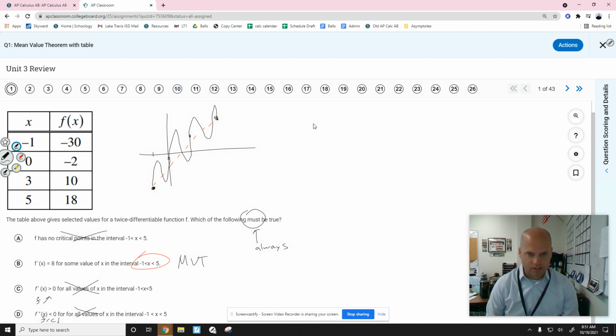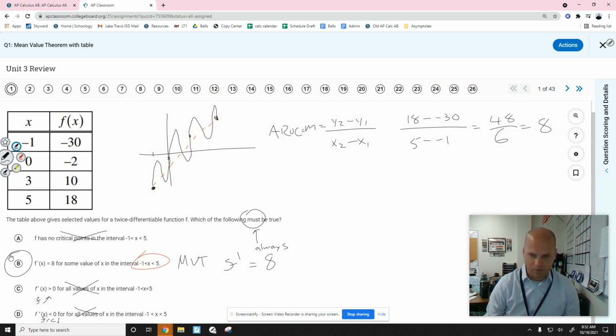So let's calculate the secant slope. The secant slope is just using the slope formula: 18 minus -30 over 5 minus -1, and I get 48 over 6, which is 8. So we are guaranteed by the mean value theorem to have a tangent slope equal to that secant slope, that average rate of change, instantaneous rate of change equaling our average rate of change, which is 8. So yes, this must be true.